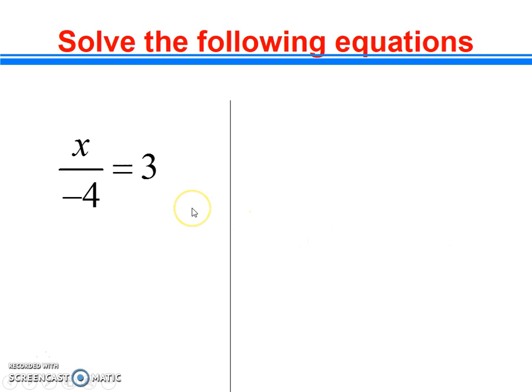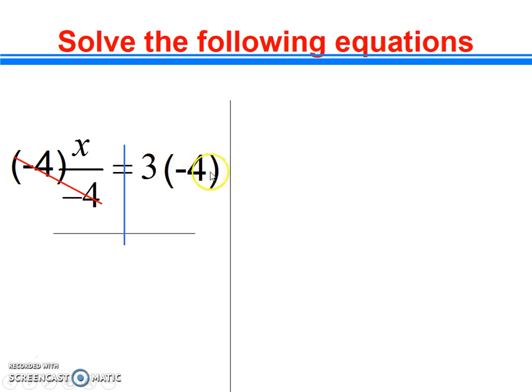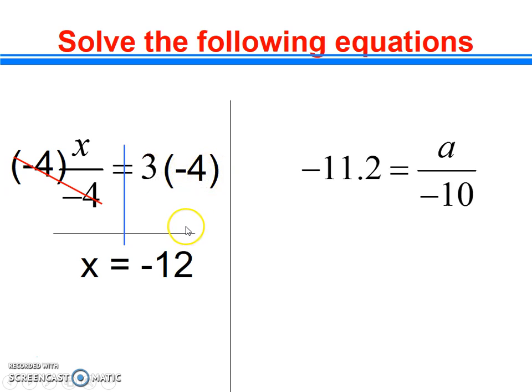All right, the next one, I've got x over negative 4, or x divided by negative 4 is equal to 3. So again, line down the middle, and to get x by itself, I need to use an inverse operation. So the opposite of dividing by negative 4 would be to multiply by negative 4, and I do it on both sides. Multiplying and dividing by the same number cancels, so x is now equal to, and then 3 times negative 4 is negative 12.